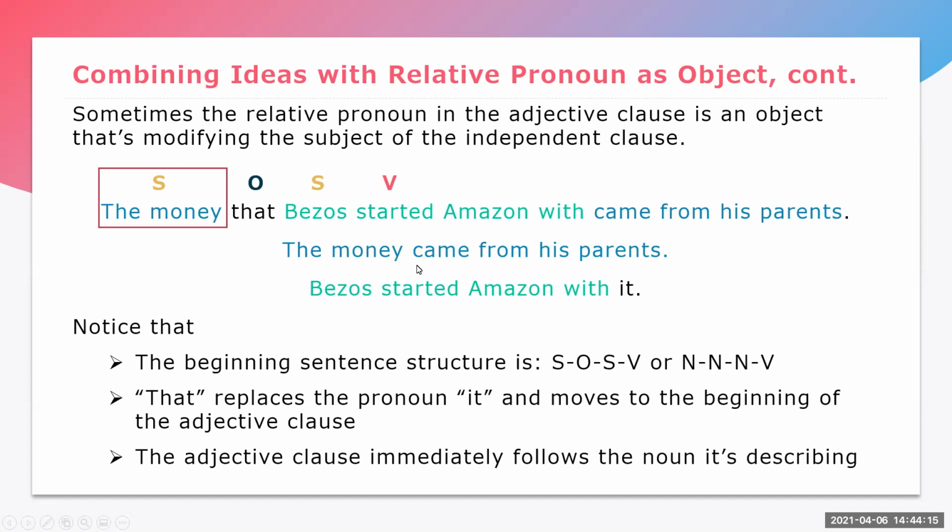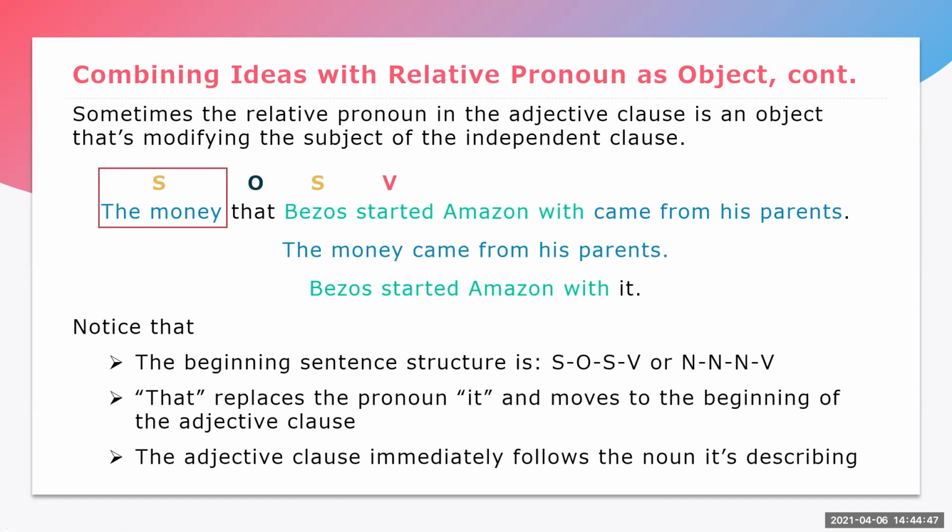Following all the same steps that we've used before, we replace the pronoun it with the relative pronoun that, and we move it to the beginning of our adjective clause. So we have that Bezos started Amazon with. Next, we move the adjective clause so that it comes immediately after the subject it's referring to, in this case, the money. And we have our new sentence. The money that Bezos started Amazon with came from his parents.